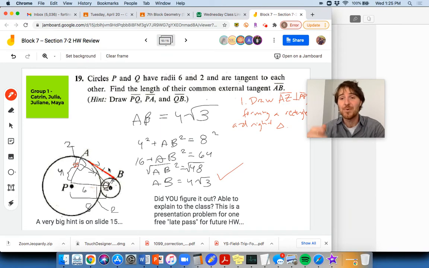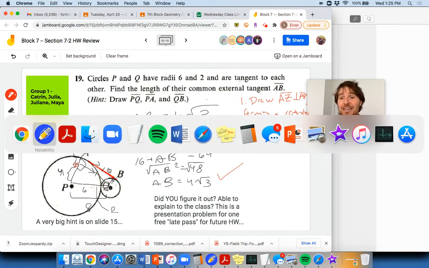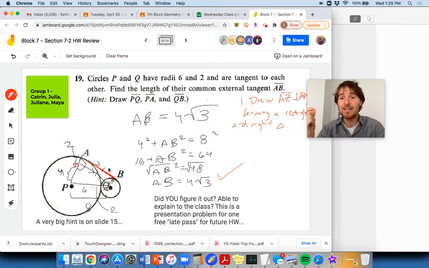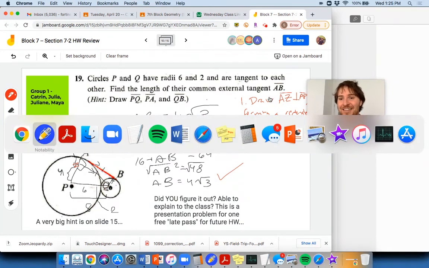And I don't know how people find this way, but they just realize what they're given isn't enough. Then let's see if we can be clever and figure out something else that we can make an argument for to get us there to what common external tangent, exterior tangent segment AB must be equal to. So, external tangent segment. There we go. Try finding that.